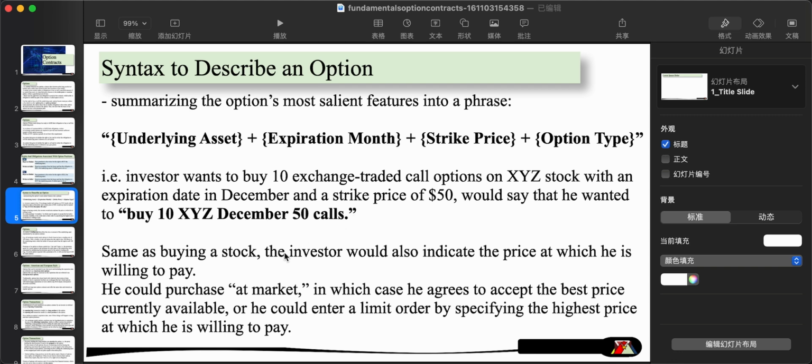Same as buying a stock, the investor would also indicate the price at which he is willing to pay. He could purchase at market, in which case he agrees to accept the best price currently available. Or he could enter a limit order by specifying the highest price at which he is willing to pay.